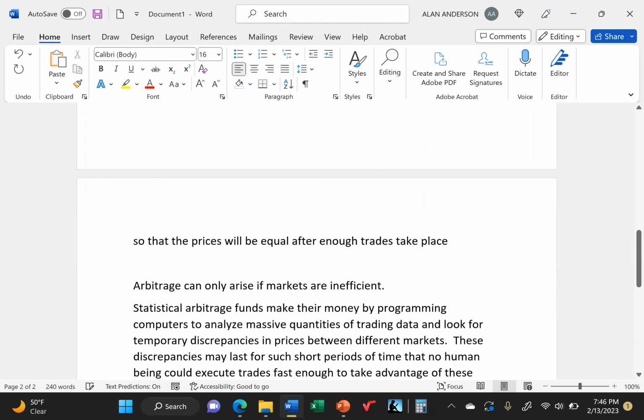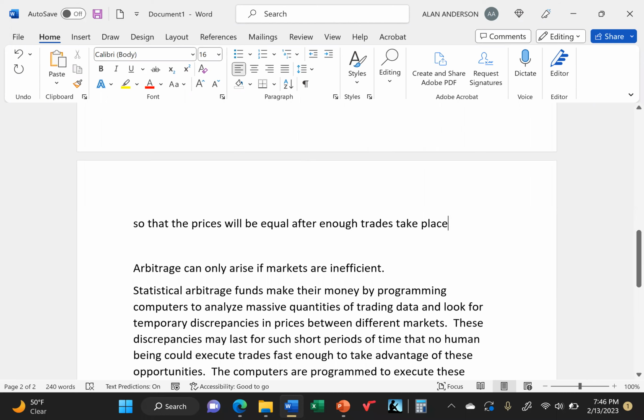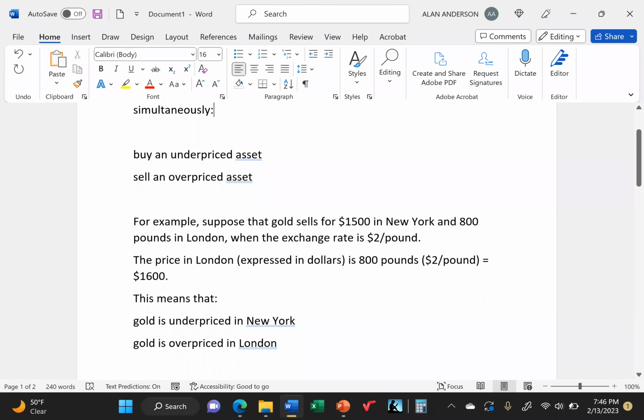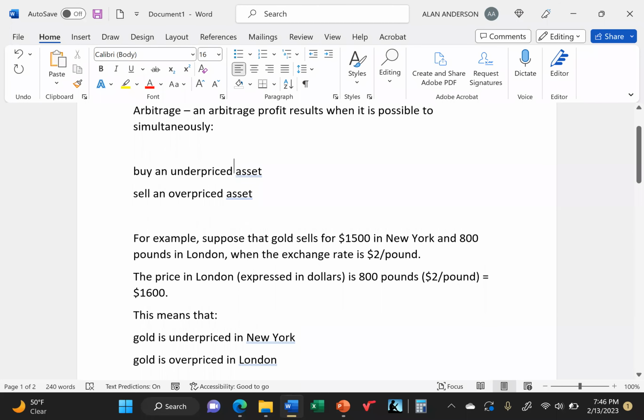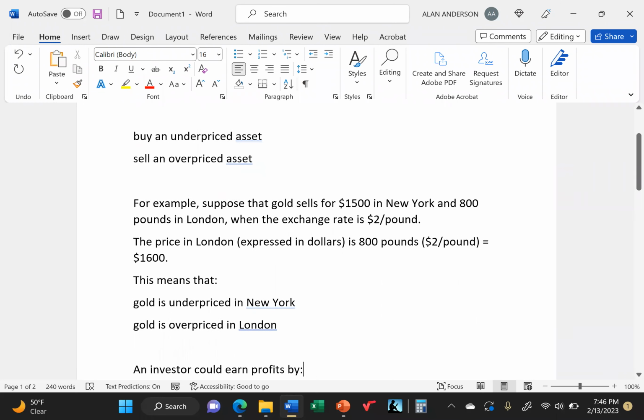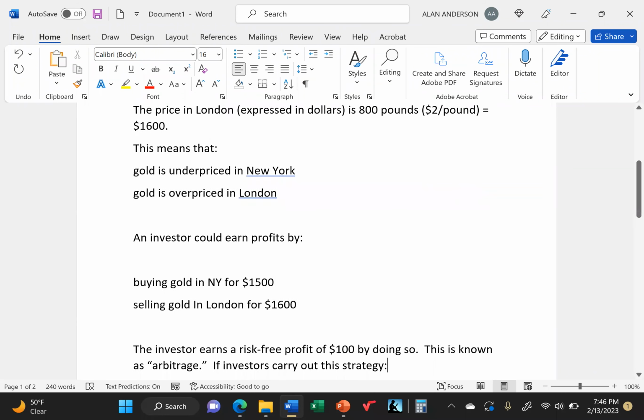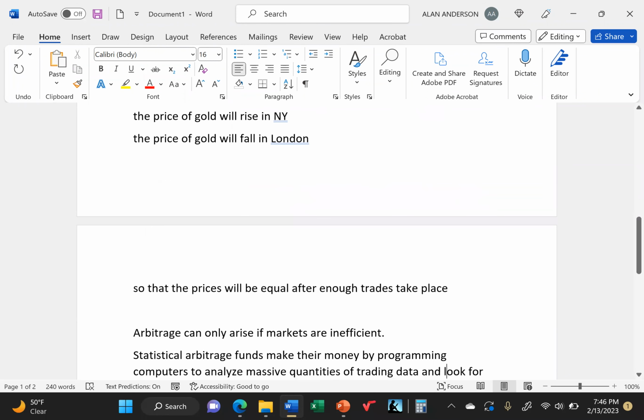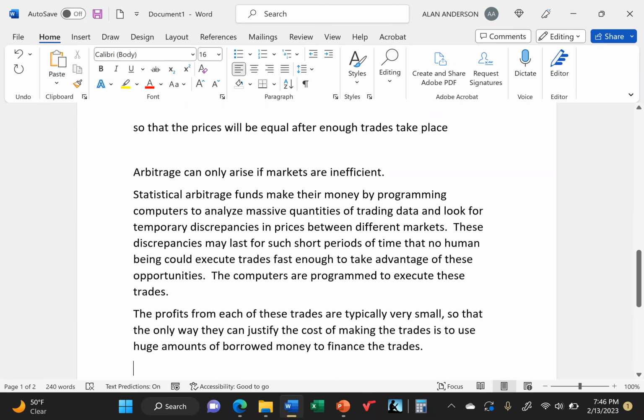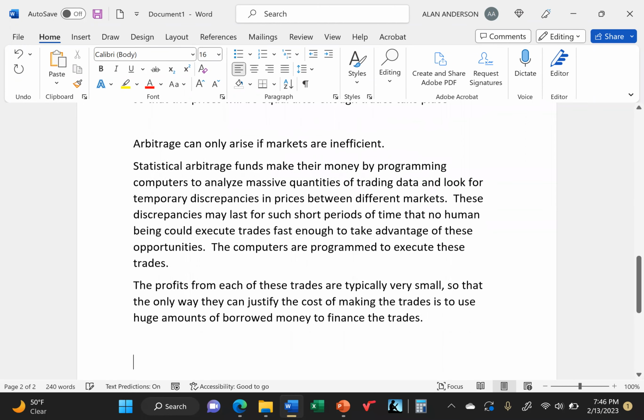So why do we worry about arbitrage then, if it's a very rare event in practice? And by the way, this transaction is not free. If you're going to be buying and selling gold in New York and London, you're going to have to ship the gold across the ocean. There are transaction costs here too that could swallow up all your profits. So it's going to be very difficult to make money this way.